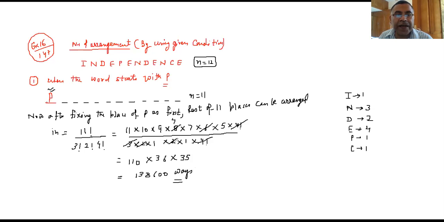These are the number of ways by which I can arrange the words. That means I can get 1,38,600 words by fixing the place of P as first and by rearranging the rest of the 11 alphabets. Clear? So these are the number of ways. This is the first part of the question. Please note it down. Then I will start with the next. Please let me know if anybody has any doubt.